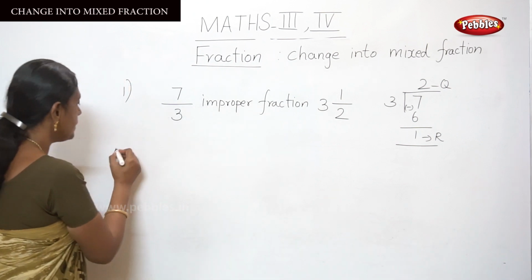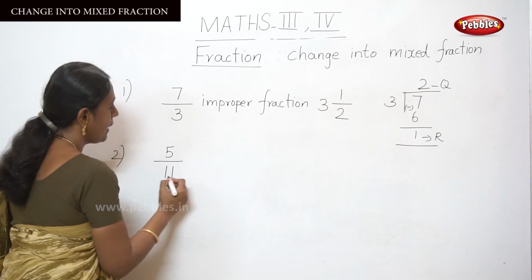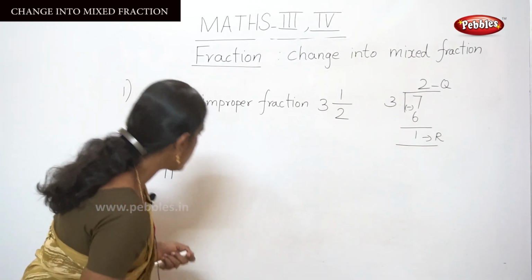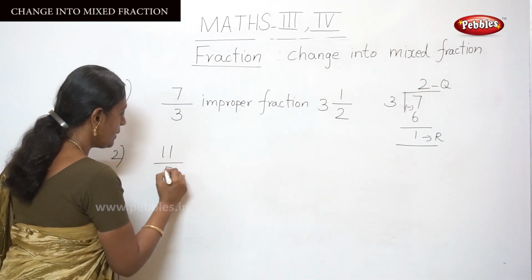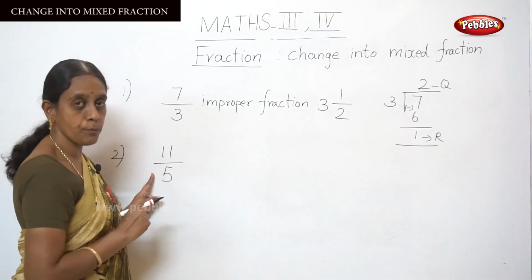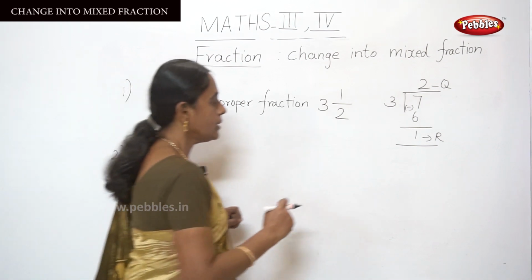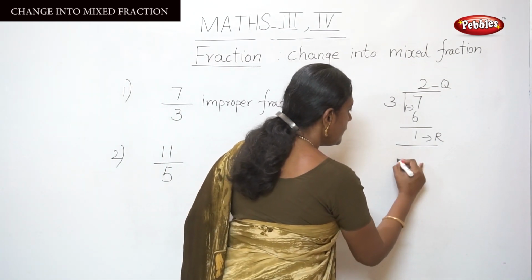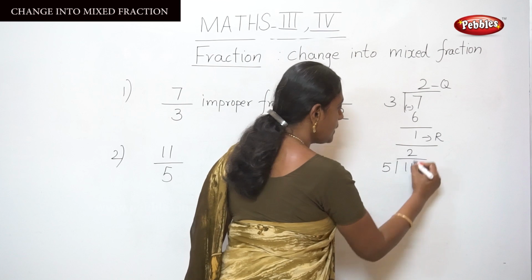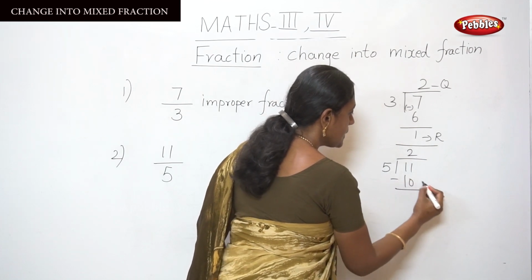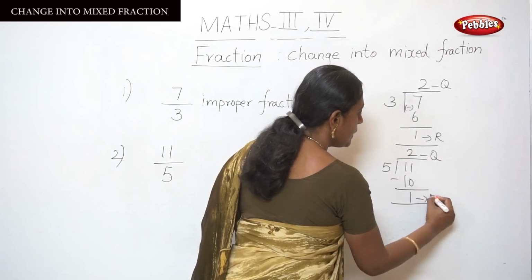One more example. 5 by 11. Sorry, this is a proper fraction. Here it is 11 by 5. That is improper, meaning the denominator is smaller than the numerator. Here you have to divide 11 by 5. Now 2 5s are 10. Subtract this and the answer will be 1. This is the quotient and this will be the remainder.